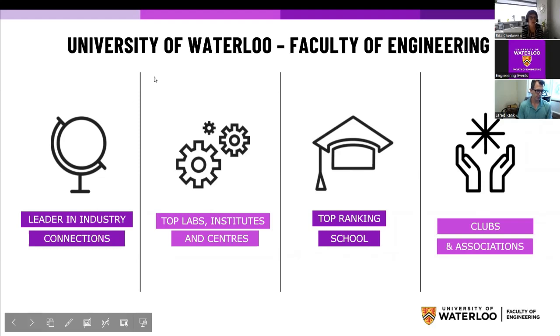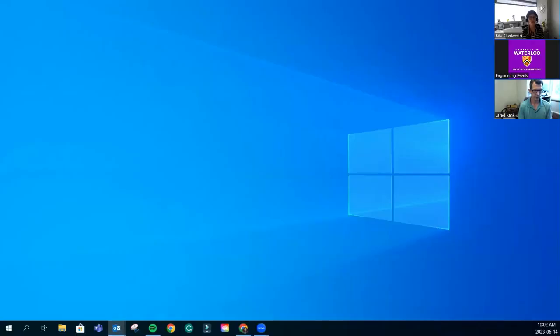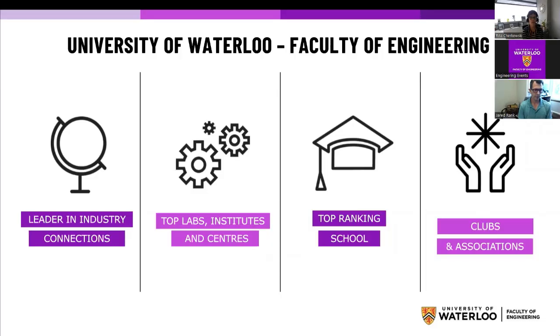A pitching point on why you might want to apply to the University of Waterloo Faculty of Engineering. We're a leader in industry connections. Our faculty are not only involved in research here at the University of Waterloo, but they have a lot of connections outside of the university which benefit our students when they're doing research. We have top labs, institutes, and centers, which is another leading point, so students can do very good research with the faculty members because of the facilities that are available here. We're a top-ranked engineering school in Canada and worldwide.